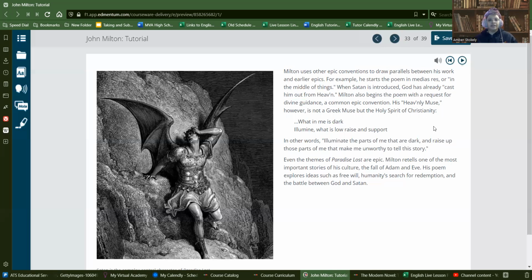He's retelling the story of the fall of Adam and Eve. So we already know this is a big story in the Christian religion. He's retelling one of the biggest stories, and that's part of what makes it an epic. But he also explores really big overarching ideas like free will. As we talked about earlier, he thinks that it's important to choose to follow God, not just to be born into that sort of divine right.